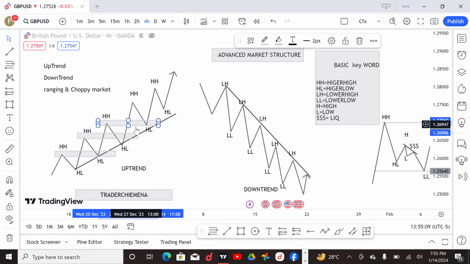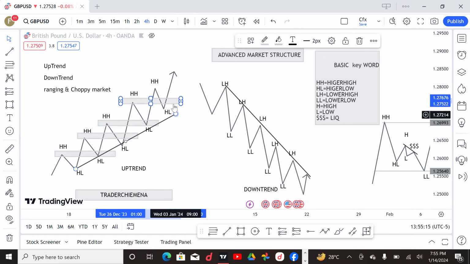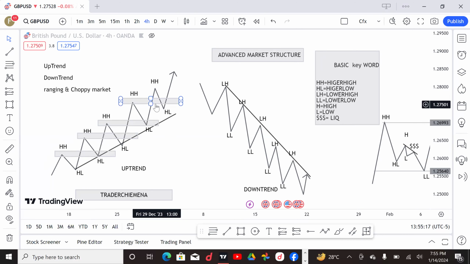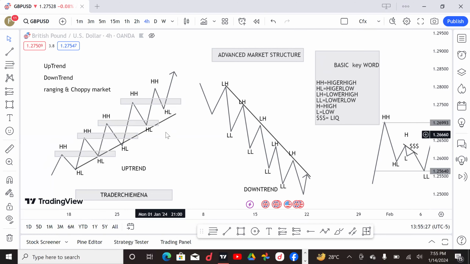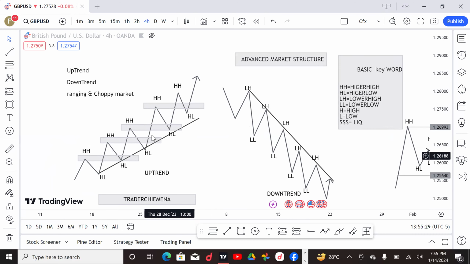What I'm doing right now is I am trying to add those key levels. This is what I'm saying, advanced market structure. I'm adding those key levels to the chart to make it understandable. So right here, you can see what I added. I added the rectangle. This is like a break and retest.